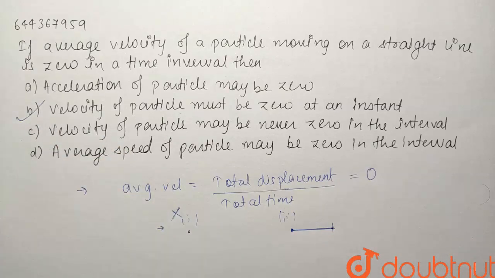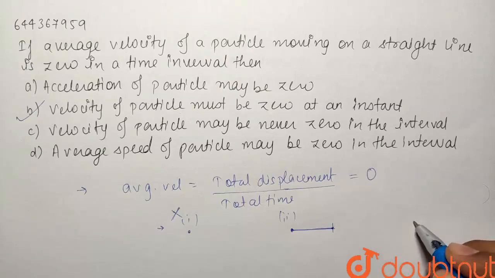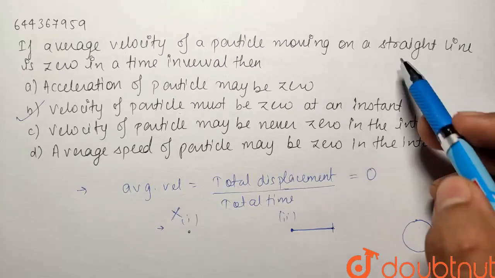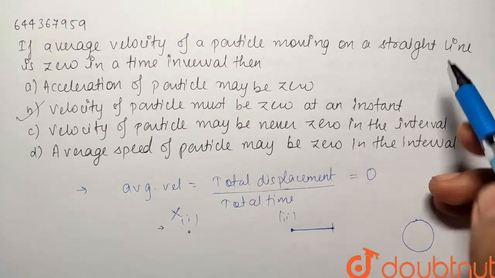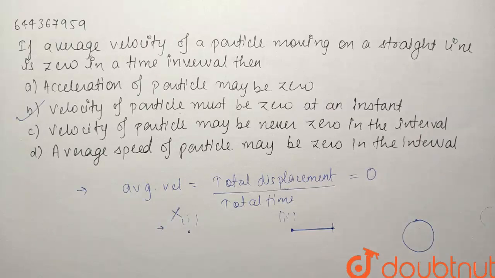Now if I have a look at option C, that velocity of particle may be never 0 in the interval, this will be a wrong option, because this would be a case of circular motion, where it has started from this point, came back to this point, but the velocity was never 0 at an instant. But it has been clearly mentioned in the question that it is a straight line motion, so our option C is also a wrong option.